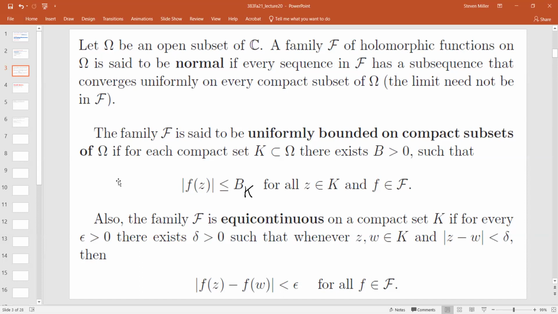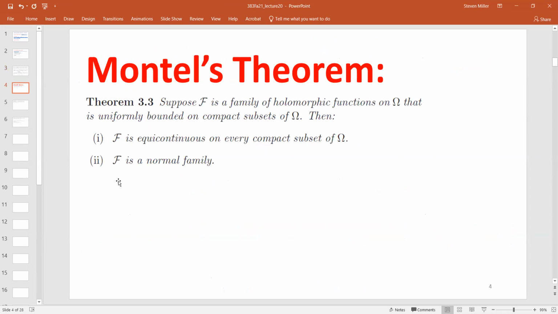All right, so here's Montel's theorem. We did the first part, did not do the second part, but that was, I think, in the lecture I had you watch. Suppose F is a family of holomorphic functions on omega that is uniformly bounded on compact subsets of omega. Then we have two items. The first is that F is equicontinuous on every compact set of omega, and the second is that F is a normal family. And what was the key ingredient we used that was different in complex analysis that we did not have at our disposal for real analysis?